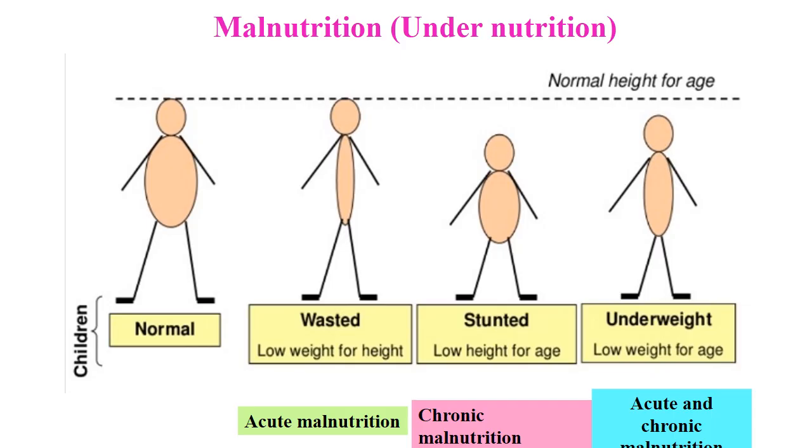And the last one is underweight. Here the weight is less in comparison to the age, that is called underweight, and that is due to both acute and chronic malnutrition. So this is a general understanding about malnutrition in the case of children.